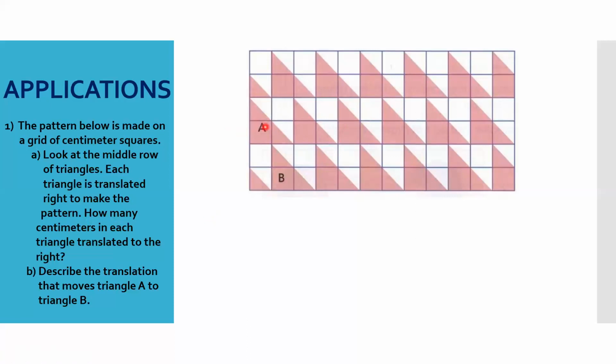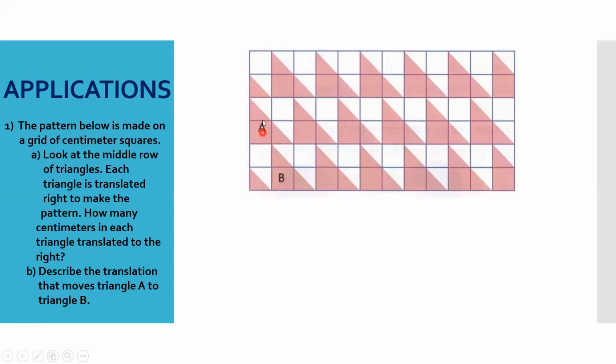That is, already they said that this particular row is an example for translation, because this triangle is translated so that we got this particular row. Now the question is, how many centimeters in each triangle translated to the right? That is, we need to know how many centimeters this triangle translated to this part for getting this one. See, I told that this is a centimeter square grid. That is, each one marks 1 centimeter square.